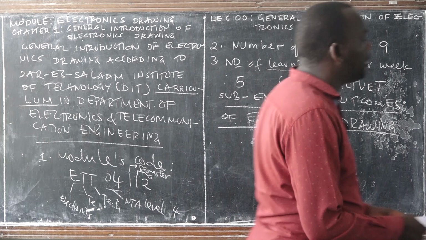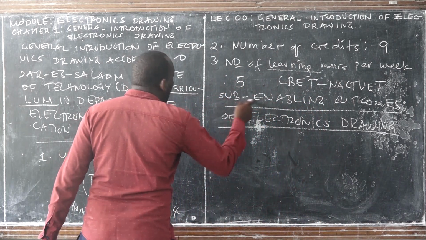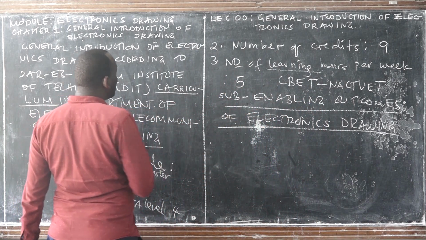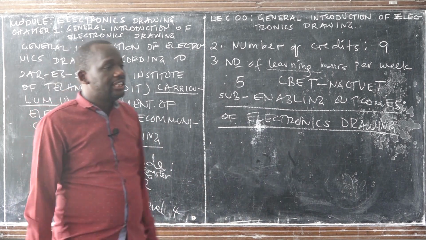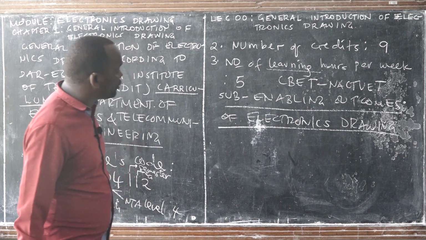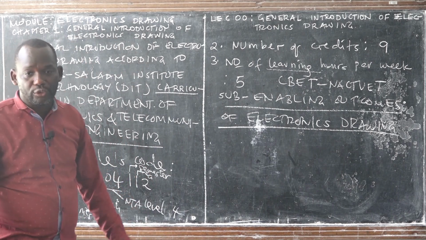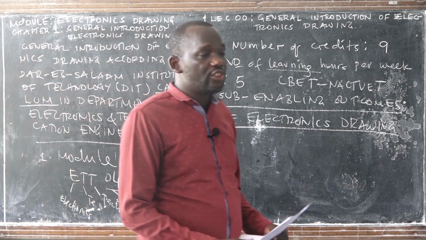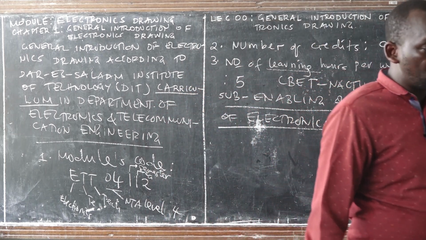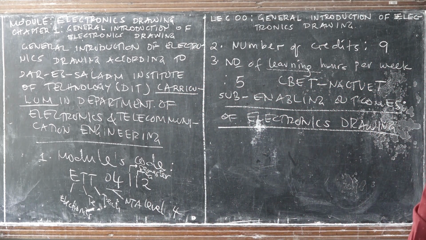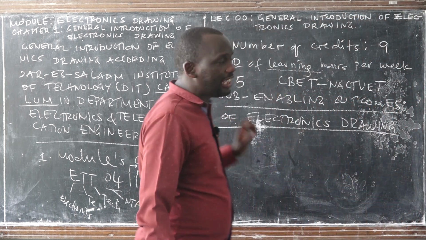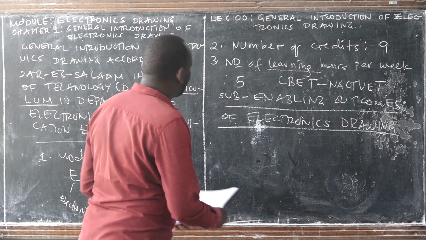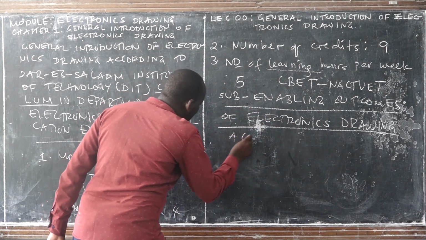Are we together? Yes. So we say that according to the DIT curriculum, there are 60 sub-enabling outcomes that a student has to achieve in electronics drawing. Once you complete this course, you have to achieve the following 60 sub-enabling outcomes. Say sub-enabling outcomes.